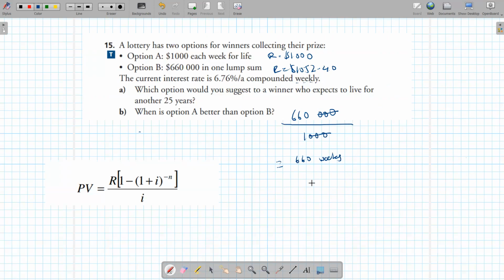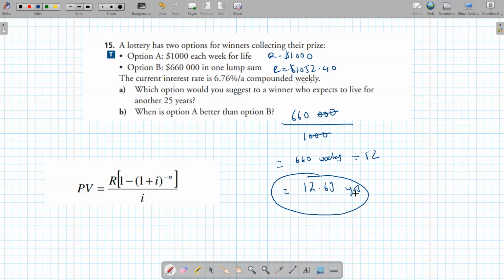How many years are there in 660 weeks? 660 divided by 52. Doesn't seem right, does it? What happened? 12.69. So this is the break-even point. Option A is better after 12.69 years. This starts winning. Option B is better before that, okay?